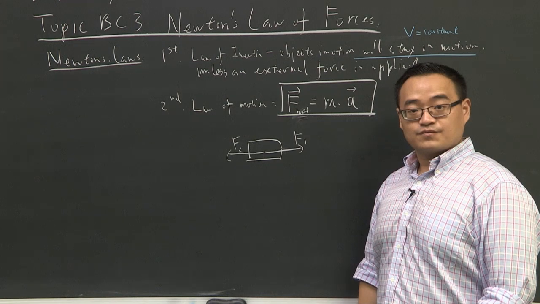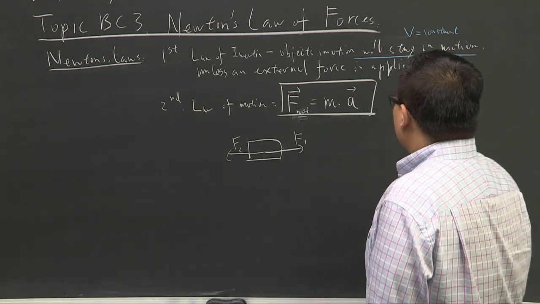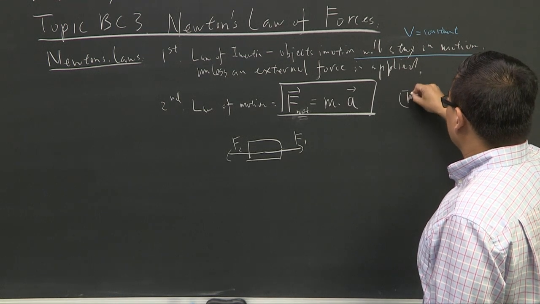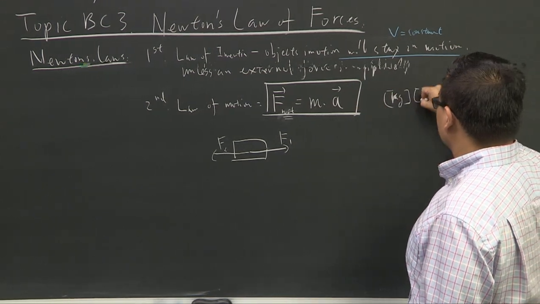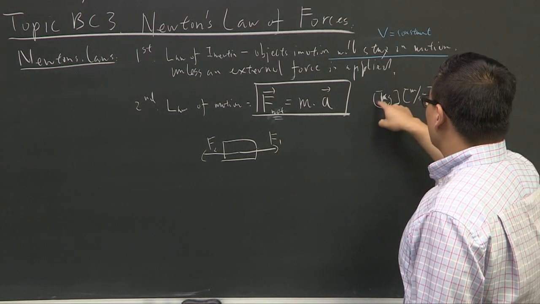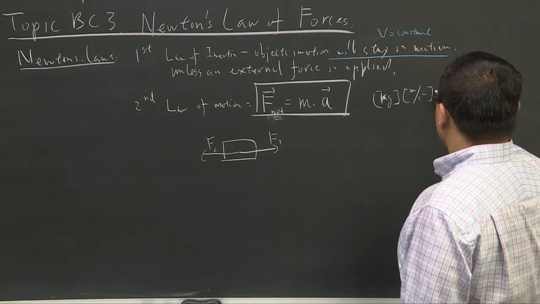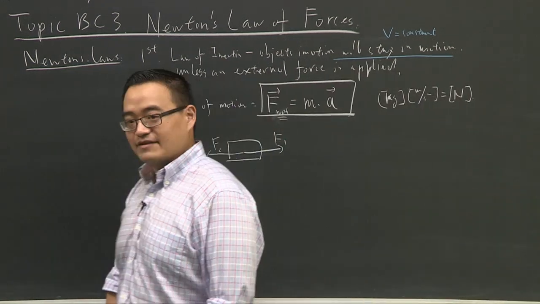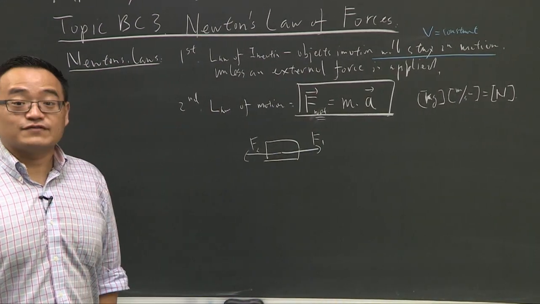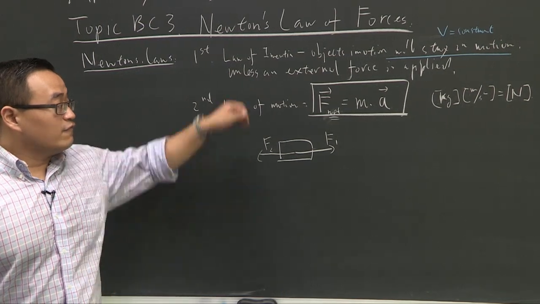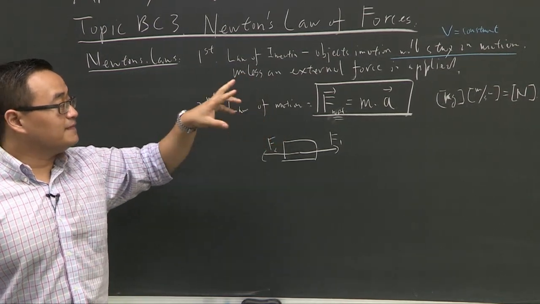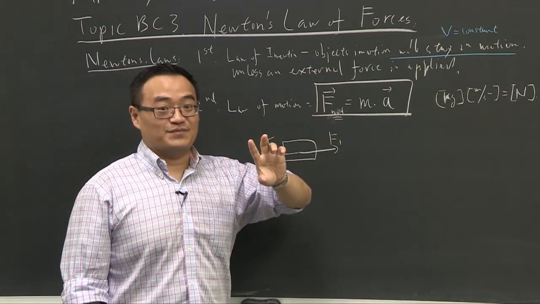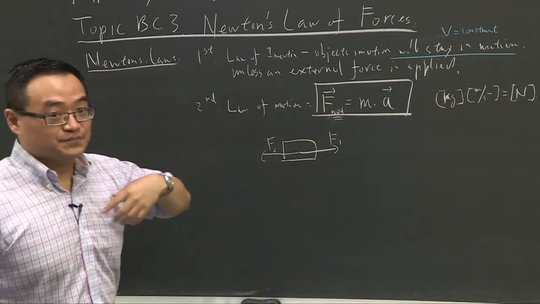So how do we measure force? Well, let's take a look at the units. Mass has a unit of kilograms, and acceleration has a unit of meters per second squared. So 1 kilogram meter per second squared is equal to 1 Newton. You know that already, named after the most famous physicist. Force is equal to ma, and that is the net force. That's important, not just any other force.